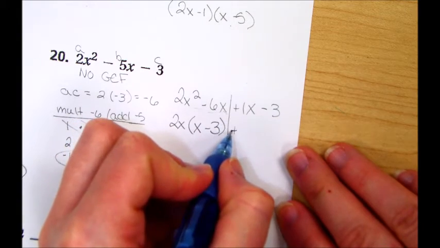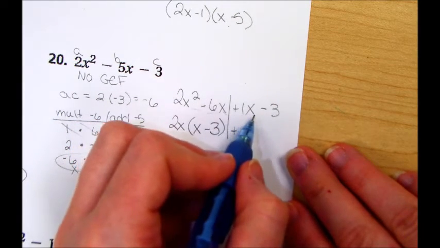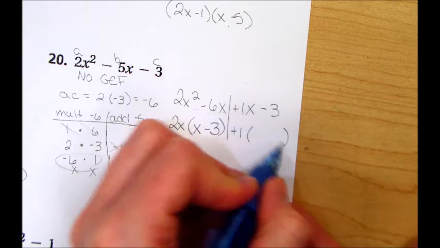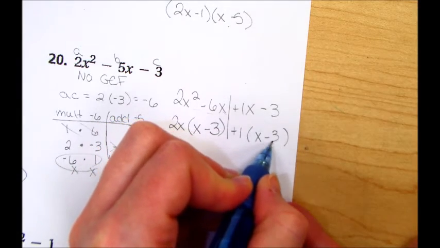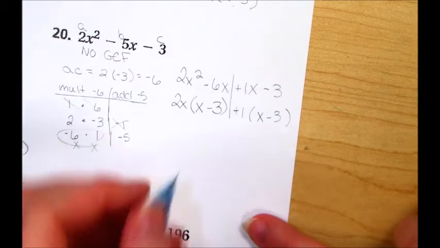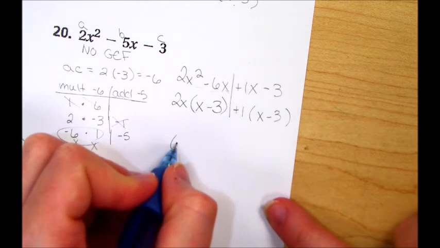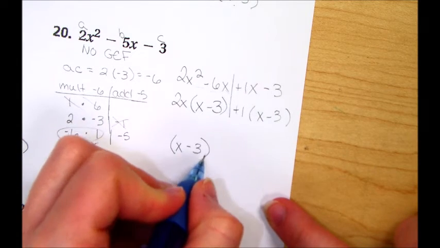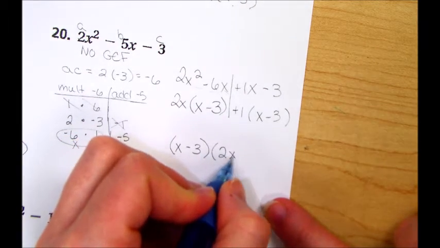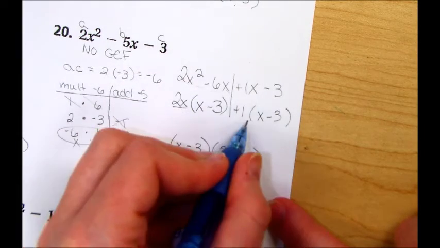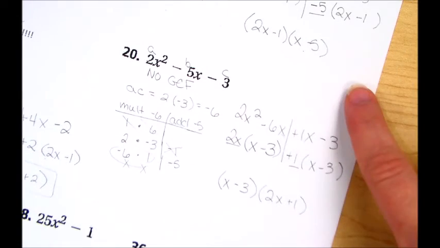On this one, bring out a positive. The only number that goes into both of those is a 1. You will be left with x minus 3. Your parentheses match. You know you did it right. Drag down the parentheses that match and the leftovers from the outside, the 2x and the plus 1. That problem is factored.